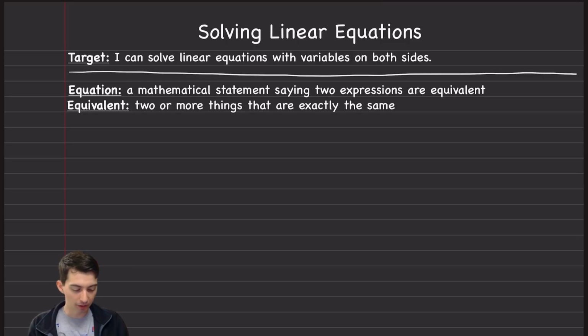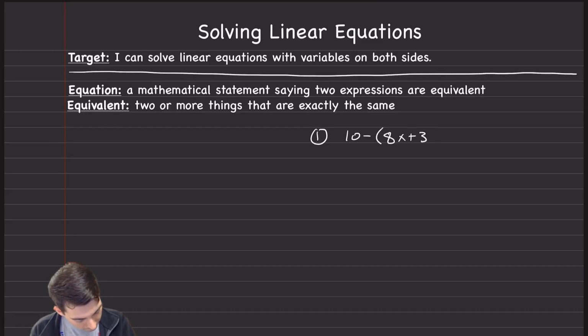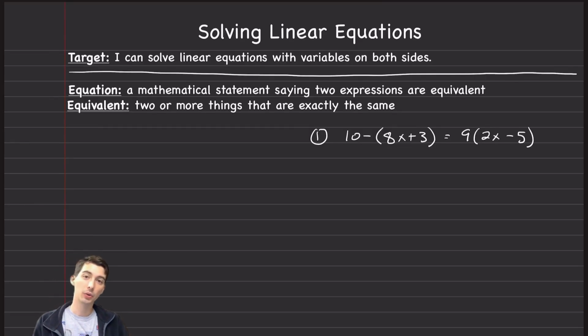Now that word equivalent just means that there are two or more things that are exactly the same. That's a very important word because we want everything to match up exactly. So let's work an example. And while we work this out, we're going to write the steps out to the left.